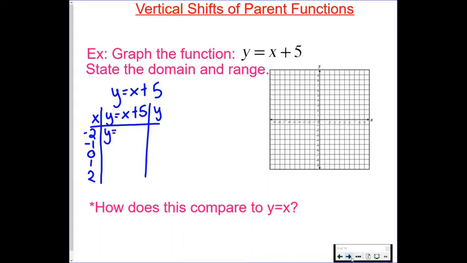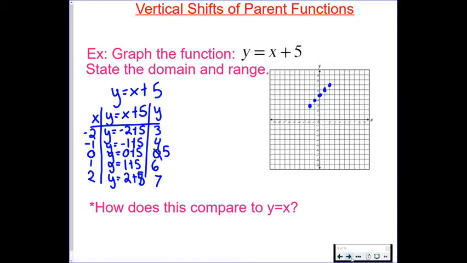Plug it in. Negative 2 plus 5 is 3. Negative 1 plus 5 is 4. 0 plus 5 is 0. 1 plus 5 is 6. And 2 plus 5 is 7. Oops, that's a 5. 7. Now we can graph it. Negative 2, 3. Negative 1, 4. 0 is at 5. 1 is at 6. And 2 is at 7.